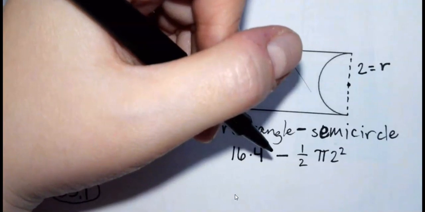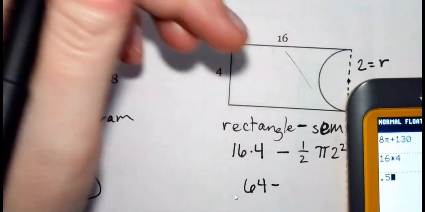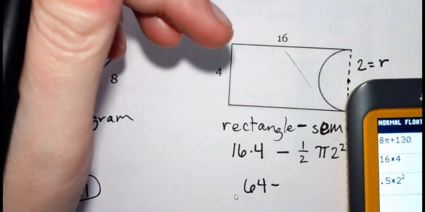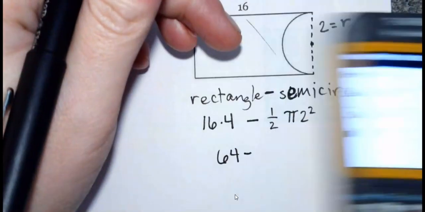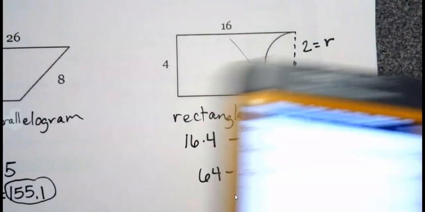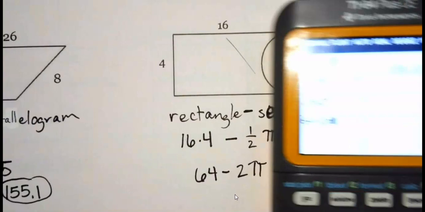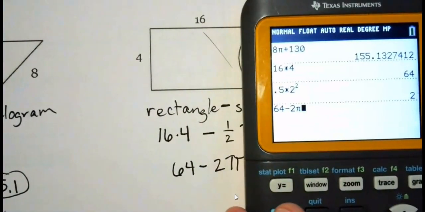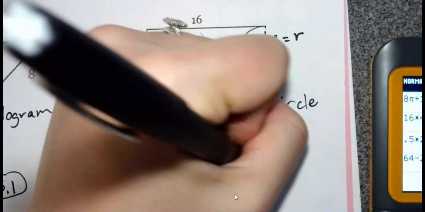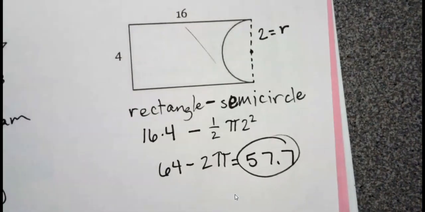16 times 4 is 64 minus, and then I can go ahead and do 0.5 times 2 squared and get 2. So I'm just putting my numbers in right now because I don't want to really deal with decimals until the very end. So I typed my numbers in to condense it down a little bit. And then I'm going to do 64 minus 2 pi. I don't need parentheses because you multiply before you subtract in PEMDAS. And I get 57.7 for my answer. All right. Almost done.